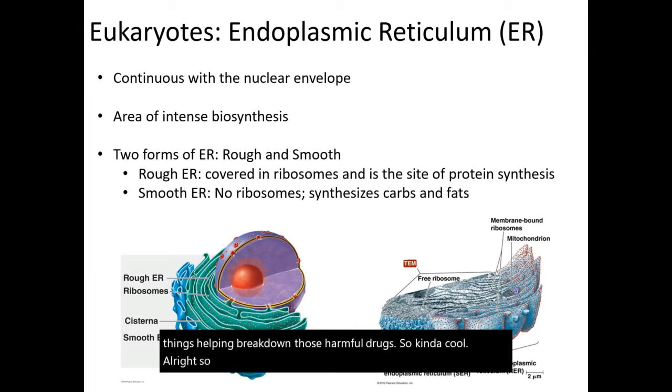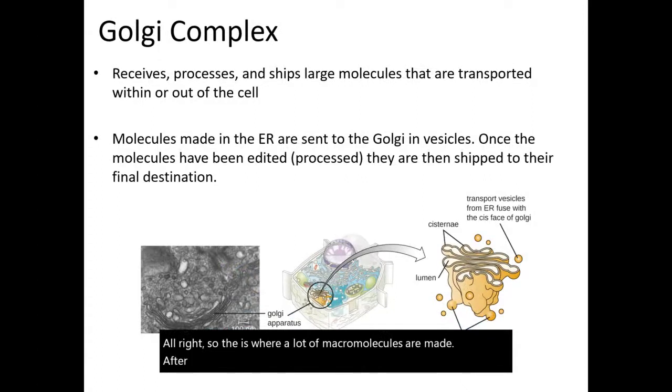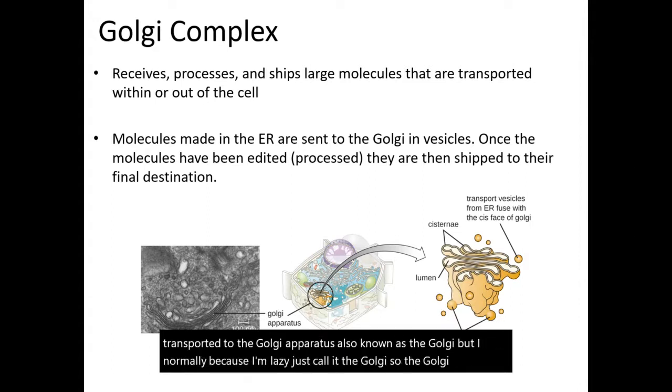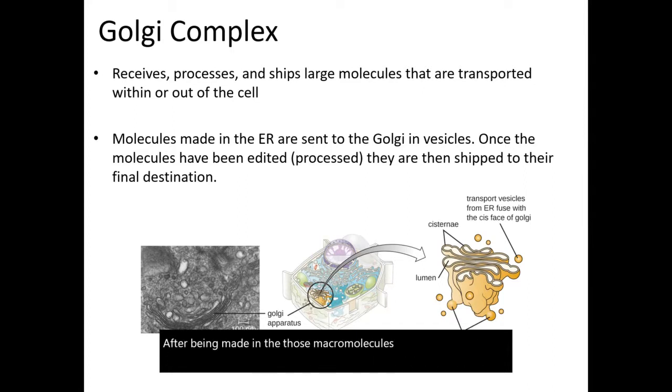All right, so the ER is where a lot of macromolecules are made. After being made in the ER, those macromolecules get transported to the Golgi apparatus, also known as the Golgi complex, but because I'm lazy, I just call it the Golgi. The Golgi is going to receive these macromolecules and process them. Normally, it will add or remove some carbohydrates or other things to the molecules. Once it puts the finishing touches on the molecule, it ships it out to wherever that molecule needs to be, whether that's inside the cell or outside of the cell.